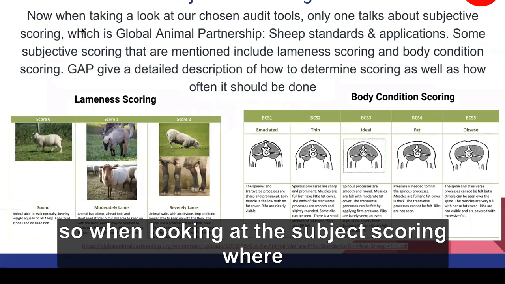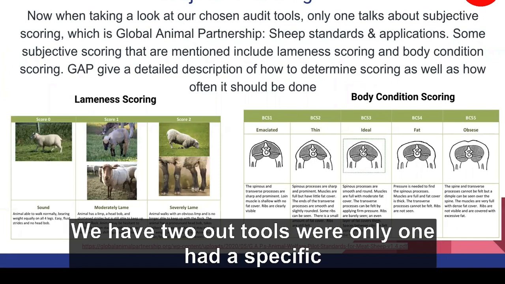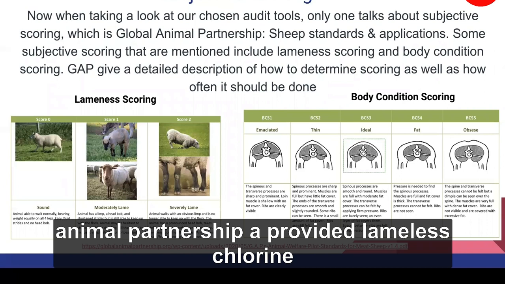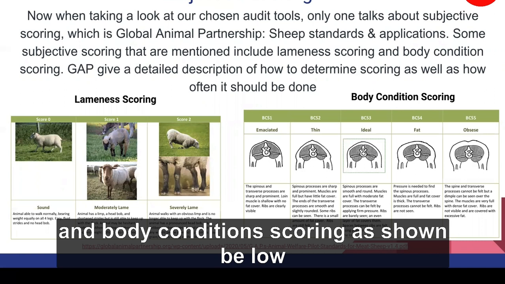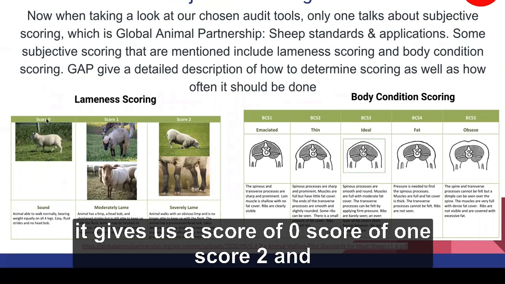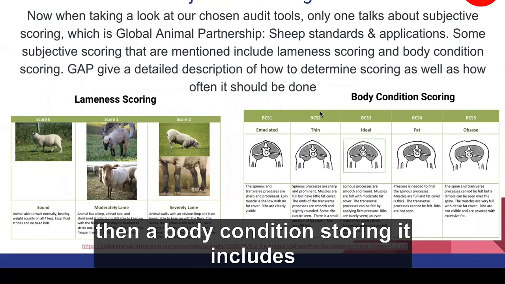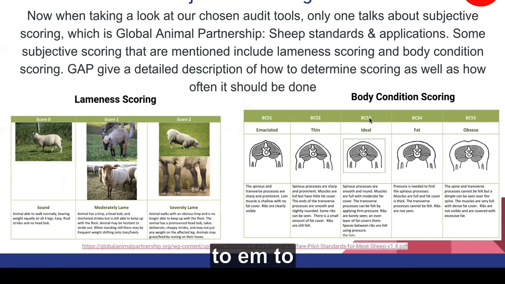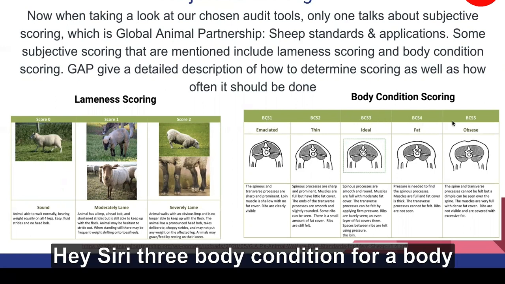So when looking at subject scoring, we have 2 audit tools where only one had specifics in scoring, which included the Global Animal Partnership. It provided lameness scoring and body condition scoring. As shown below, it gives a score of 0, score of 1, score 2. And then in body condition scoring, it includes body condition 1, body condition 2, body condition 3, body condition 4, and body condition 5.